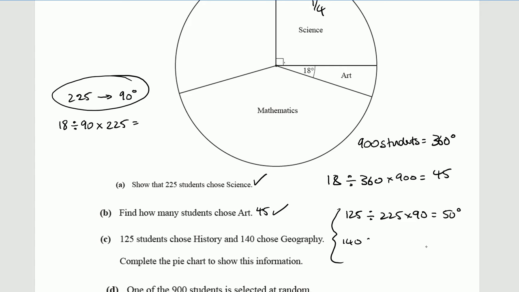140 chose geography, so I'm going to divide by my student number, times by my angle number, and get the angle we need for them. 140 divided by 225 times 90 gets me 56 degrees.